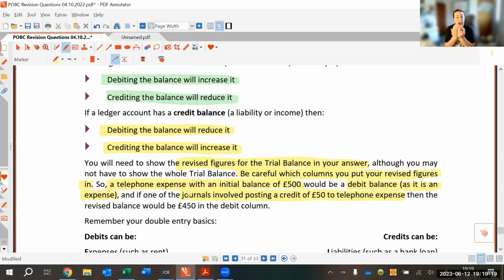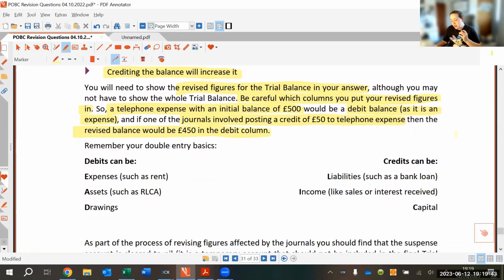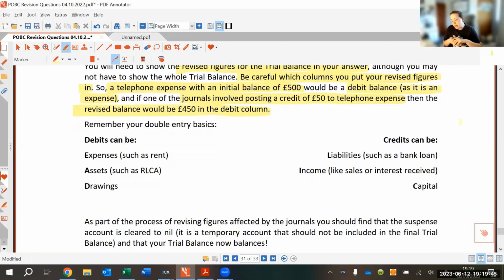If it's the opposite types, then you take them away. If it's debit plus debit or credit and credit, add them. If it's debit and credit or credit and debit, take them away. That would then mean that your revised balance, the balance that you put in the trial balance, will reduce. It'll still be in the debit column, it'll just be £50 less. Just a reminder there of the dual effect, but we did look at that with task 7, so I'm not going to go into that.